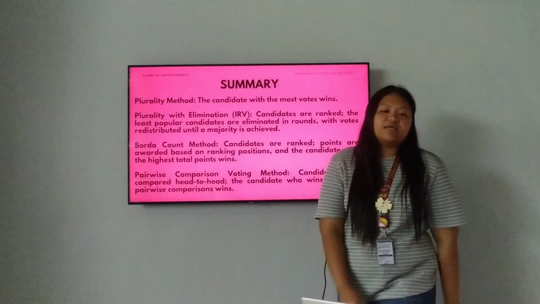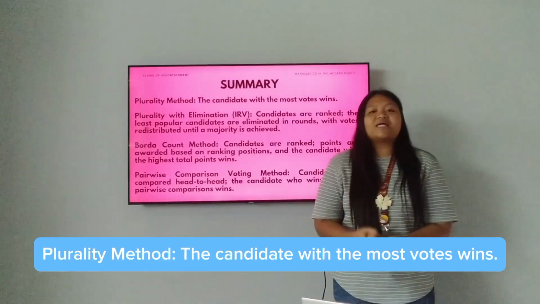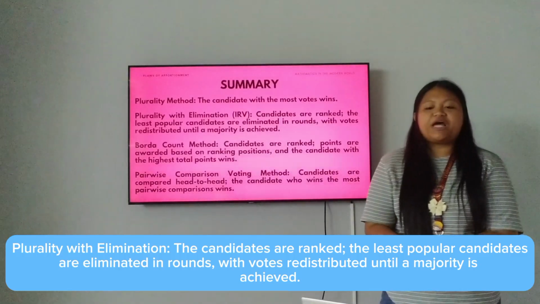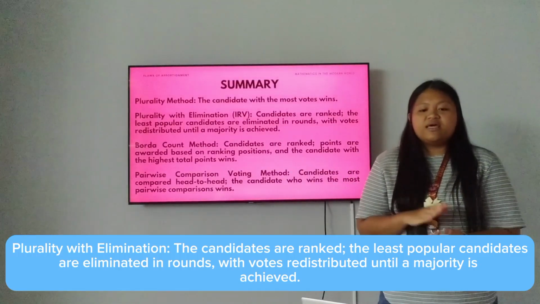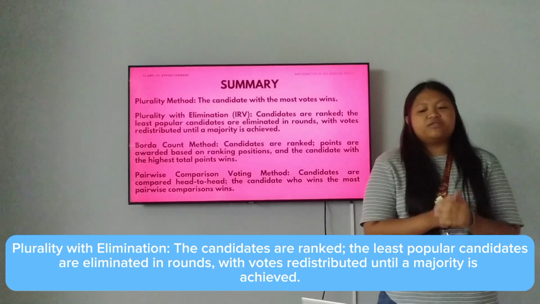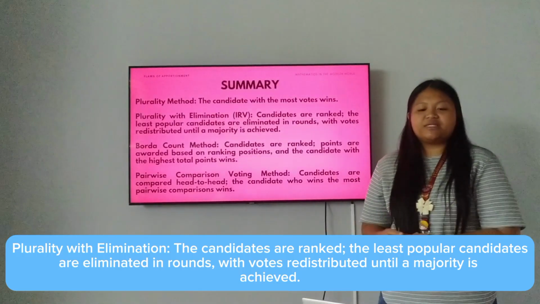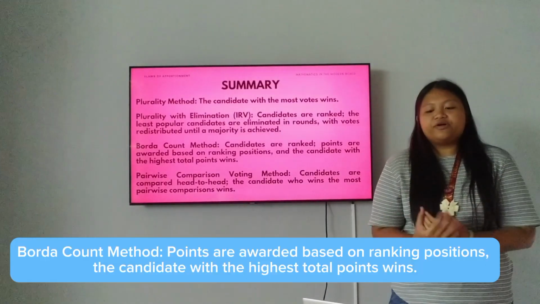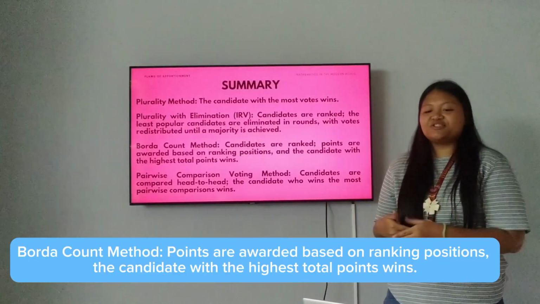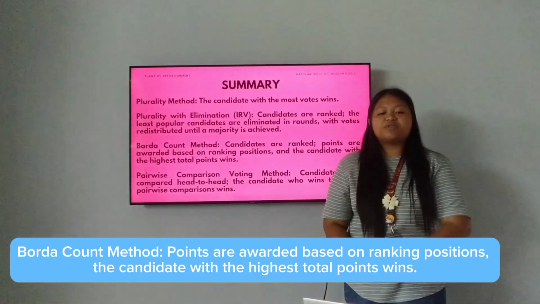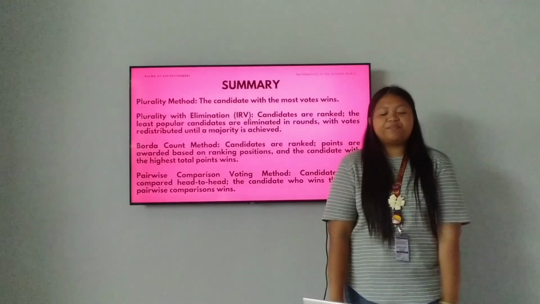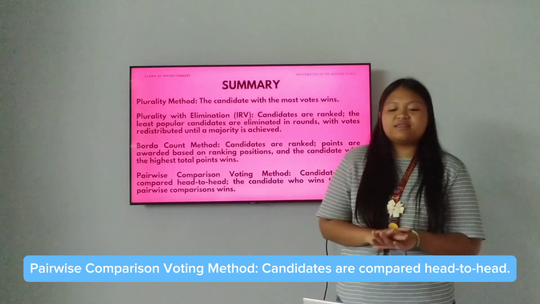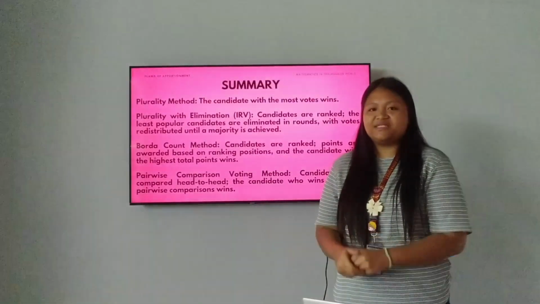So to summarize it, in the plurality method, the candidate with the most votes wins. In the plurality with elimination or the IRV, candidates are ranked. The least popular candidates are eliminated in rounds, with votes redistributed until a majority is achieved. For the Borda count method, candidates are ranked, points are awarded based on ranking positions, and the candidate with the highest total points wins. In the pairwise comparison voting, candidates are compared head to head, and the candidate who wins the most pairwise comparisons wins.